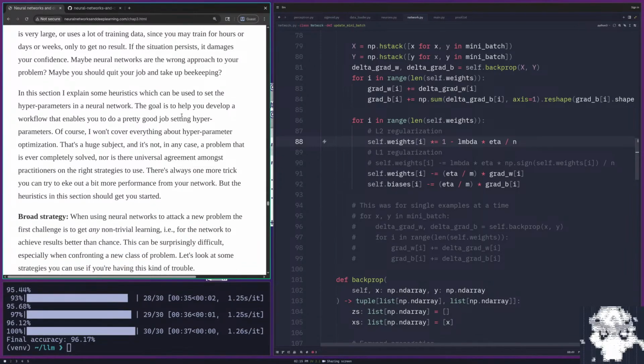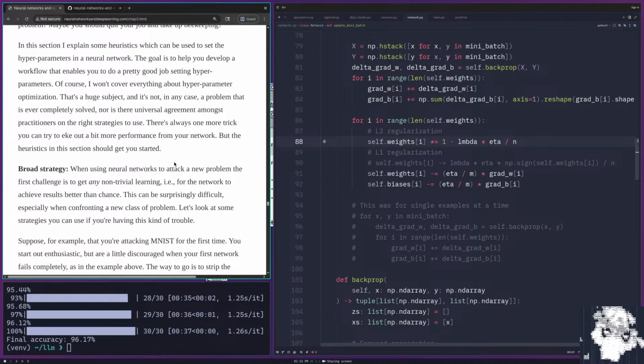That's a little extreme. In this section, I explain some heuristics which can be used to set the hyperparameters in a neural network. The goal is to help you develop a workflow that enables you to do a pretty good job of setting hyperparameters. Of course, I won't cover everything about hyperparameter optimization. That's a huge subject, and it's not in any case a problem that is ever completely solved, nor is there universal agreement amongst practitioners on the right strategies to use. There's always one more trick you can try to eke out a bit more performance from your network, but the heuristics in this section should get you started.